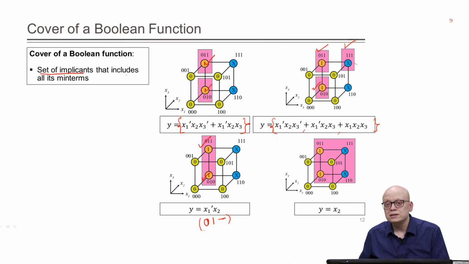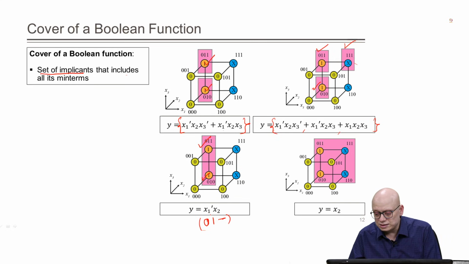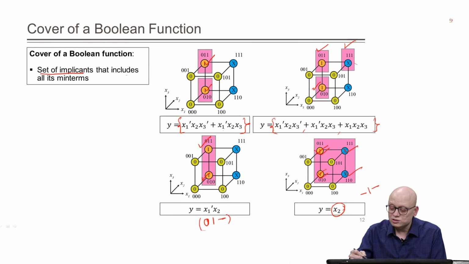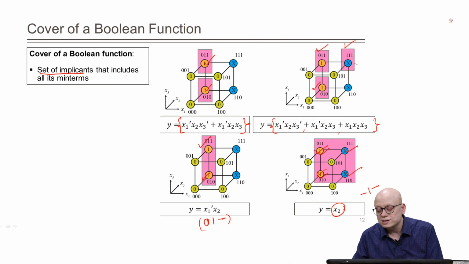Let us take another example, another set of implicants. In this set there is only one element, x2. It means that x1 can take any value, x2 will take a value of 1 and x3 can again take any value. So, it corresponds to these 4 vertices in the Boolean hyperspace, and since it covers these two ones, these minterms, this implicant is also a cover.